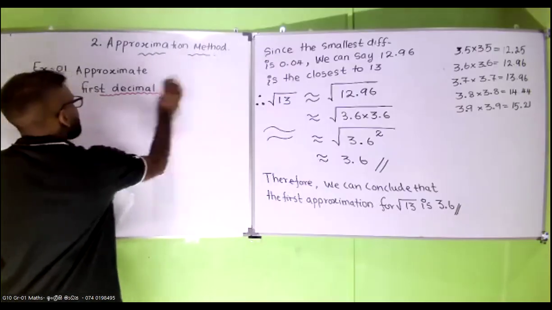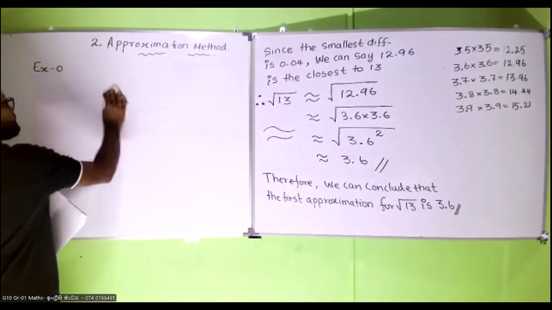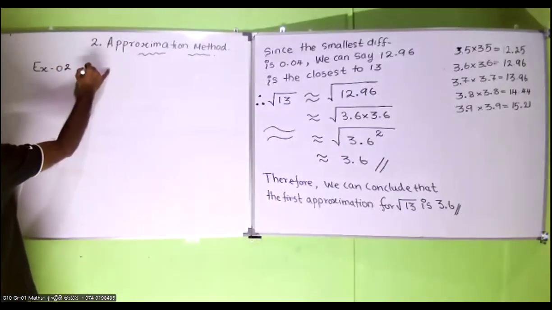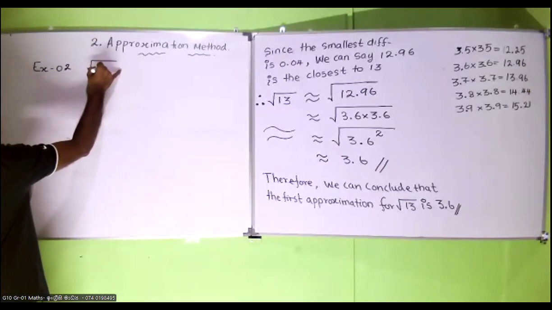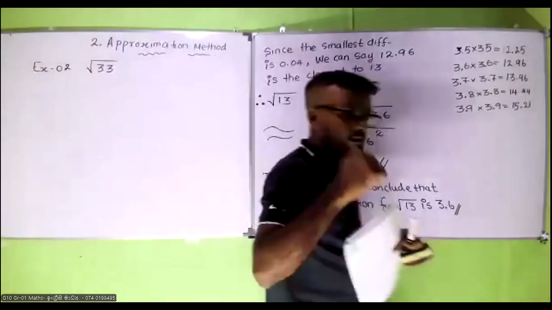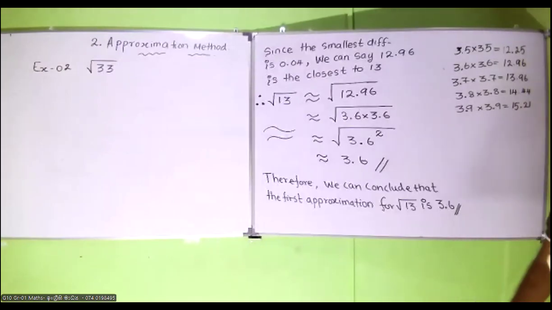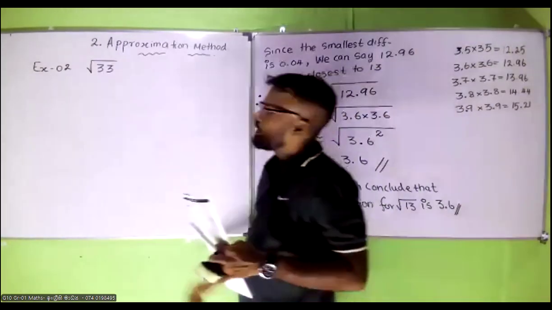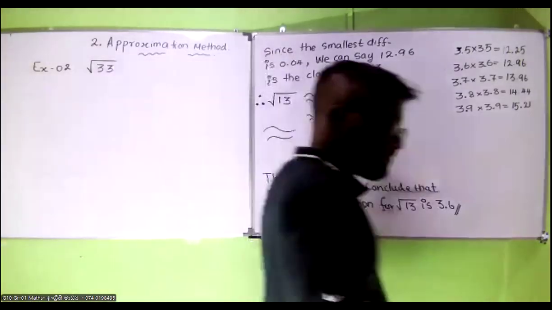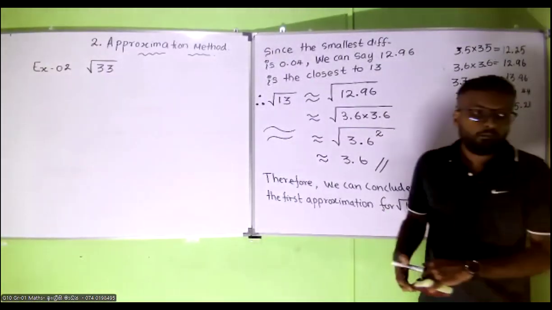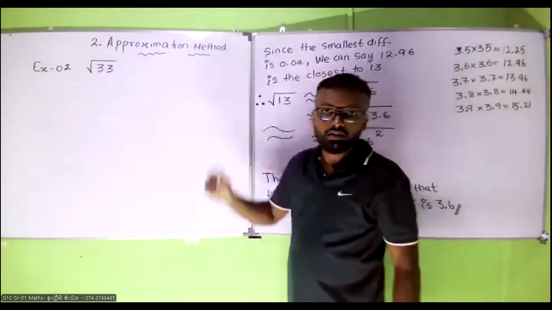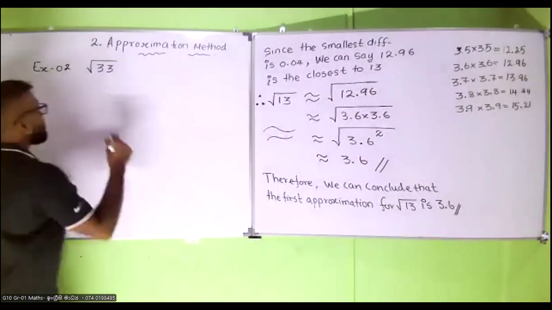Example number 2. You can do this with me. You are going to find the first approximation for square root of 33. Let's do it together. Write it down here. Hope you have written this. What is the first step?